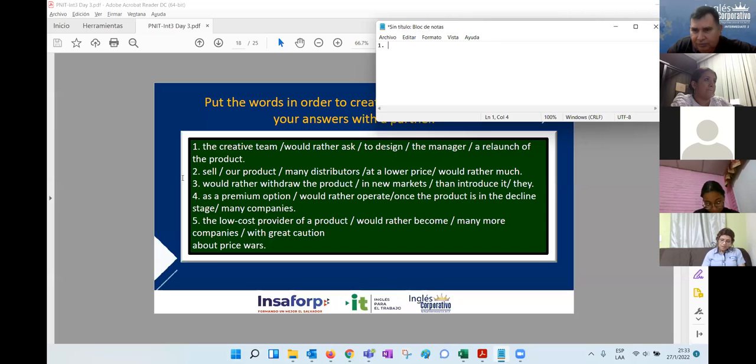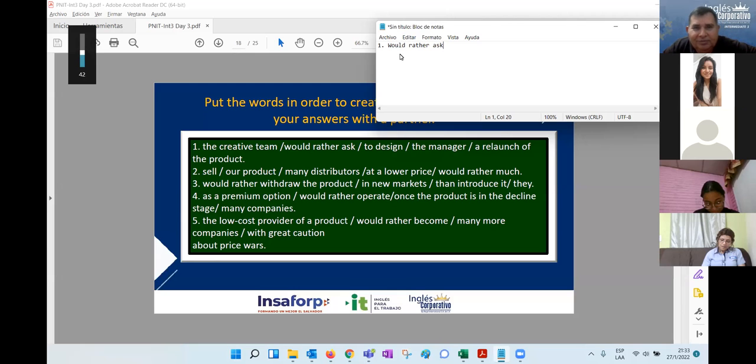Let me see. Okay, wait a minute. It's three activities. Would rather ask. Would rather put in order. Good idea. Would rather ask. Yes, Windows Notepad is a very good idea. Thank you. The next part maybe.